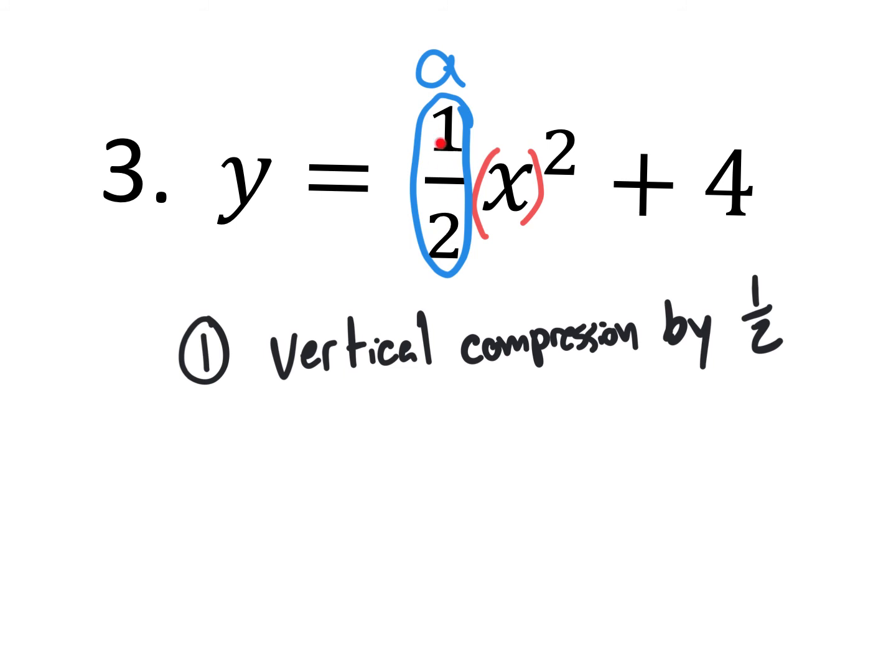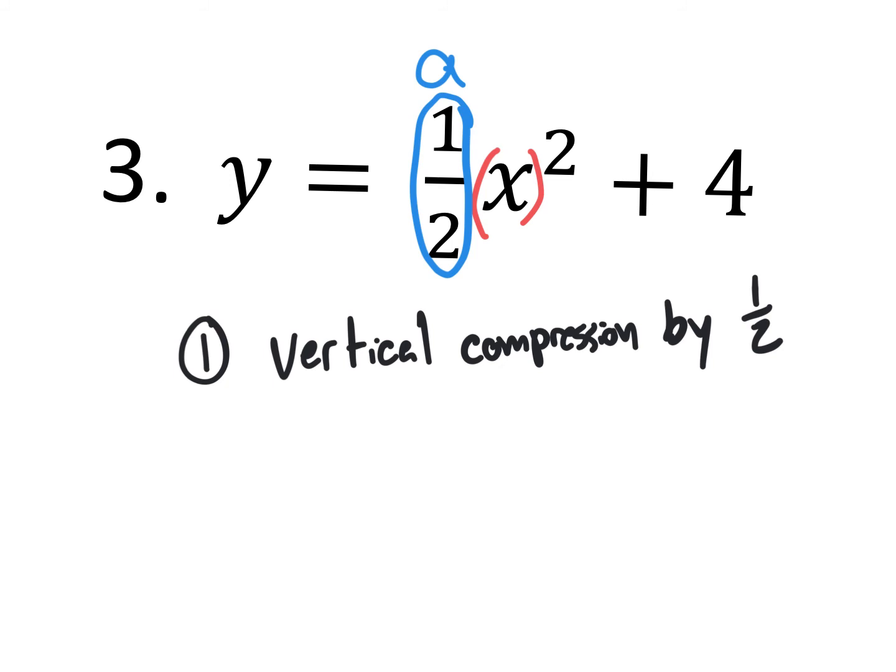If your a value is greater than 1, it's going to stretch. It's going to get bigger. 20 times 2 is 40. 20 times 3 is 60. It gets bigger. So if your a value is bigger than 1, it's going to stretch. If your a value is less than 1, it's going to compress. Okay? So that's the first thing that we wrote down as our description of our transformations.